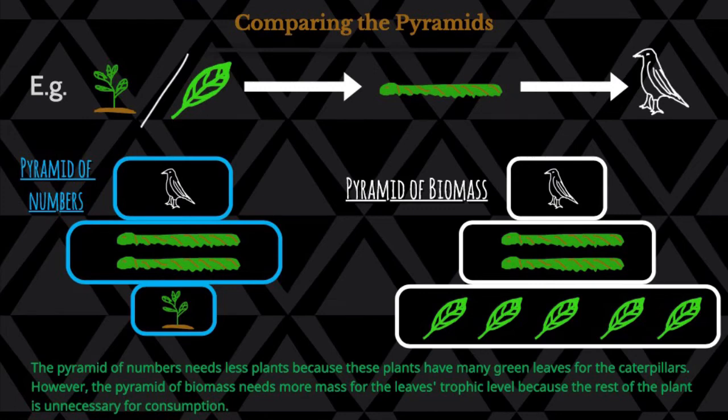So if we read the note at the bottom there, the pyramid of numbers needs fewer plants because these plants have many green leaves for the caterpillars to consume. However, the pyramid of biomass needs more mass for the leaves trophic level because the rest of the plant is unnecessary for consumption relative to the caterpillars. Which means we need the biomass for leaves to increase so that more caterpillars can eat, and we have more biomass for caterpillars to feed the bird, which is very hungry.